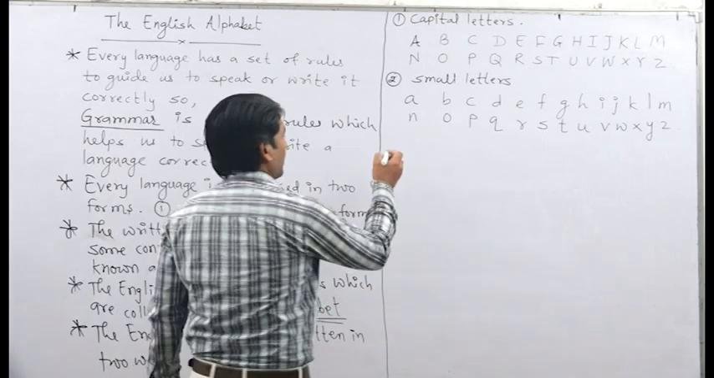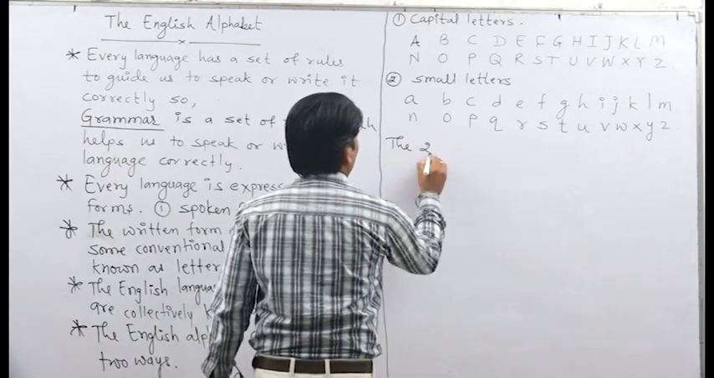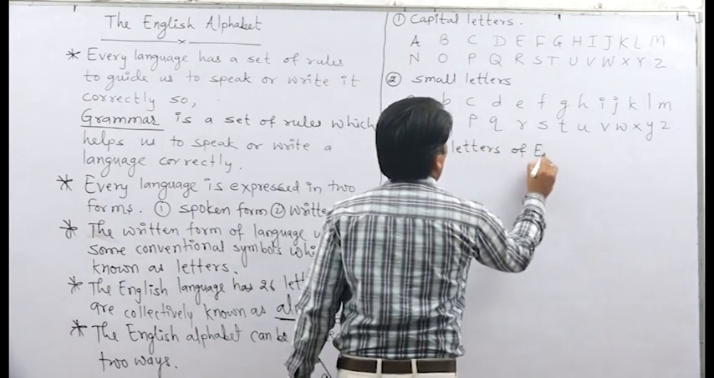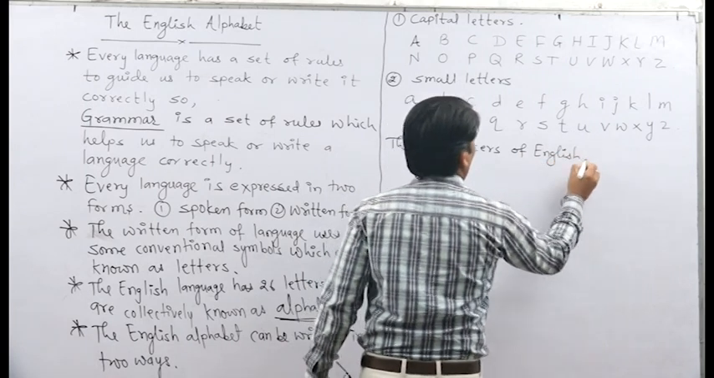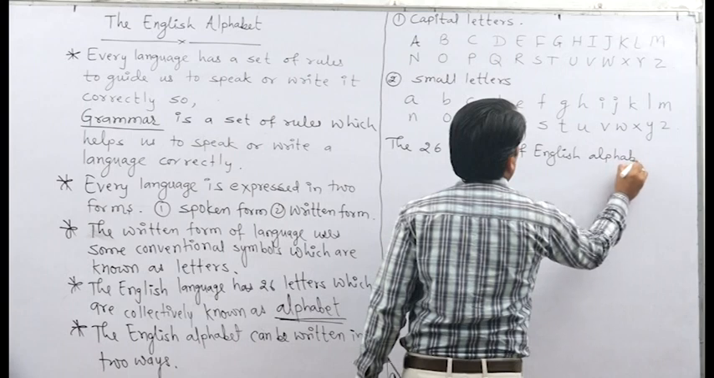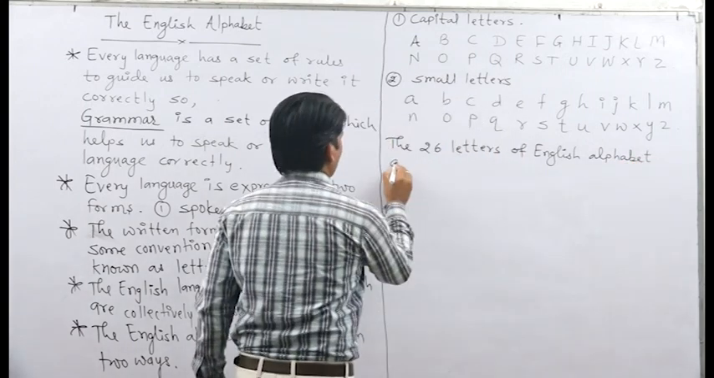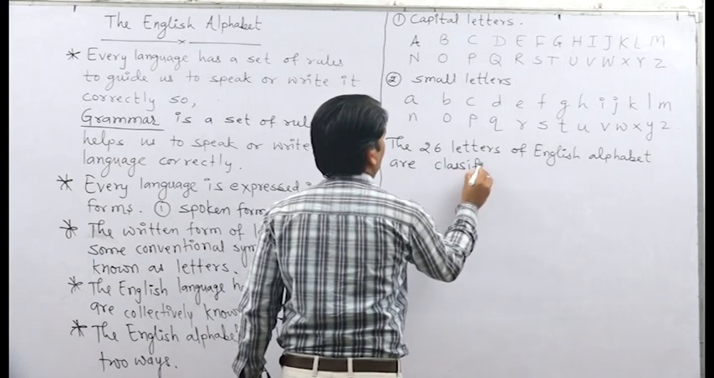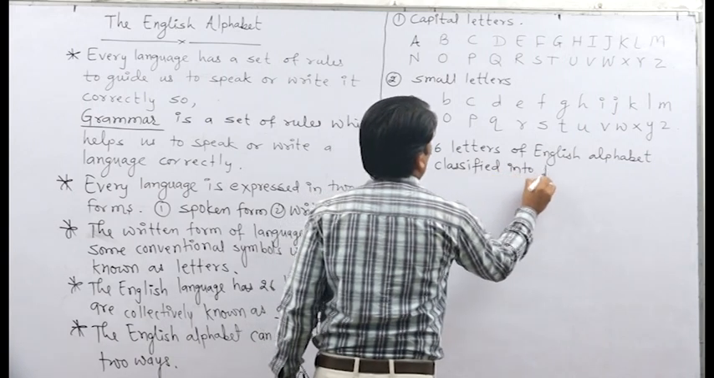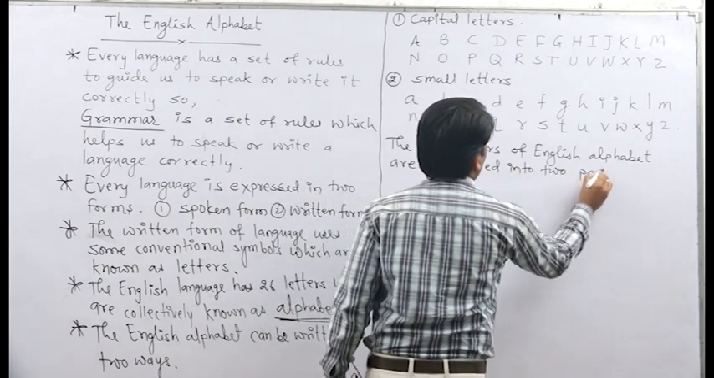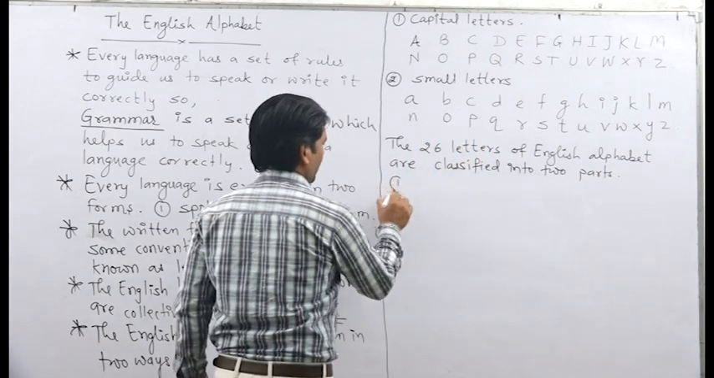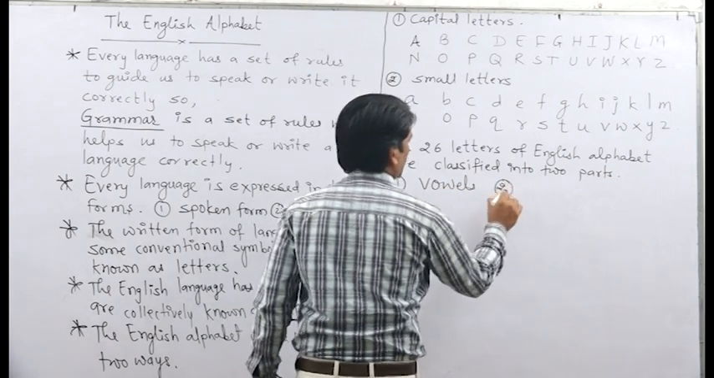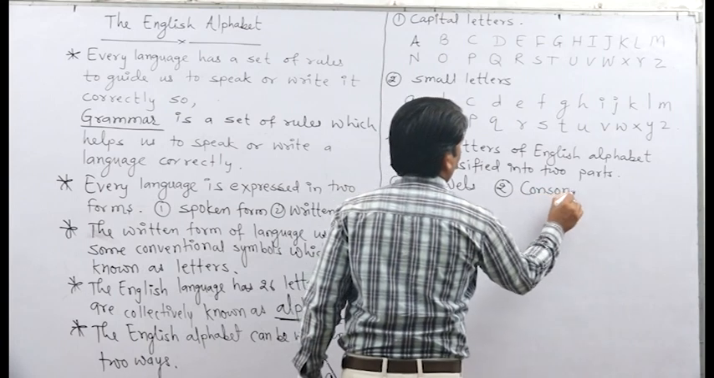So after that, the 26 letters of English alphabet are classified into two parts. Which are they? Number one, vowels, and number two, consonants.